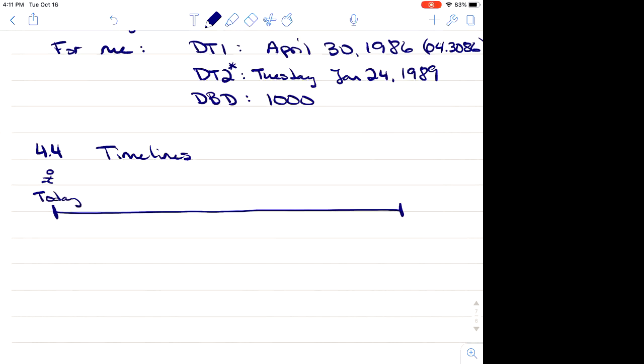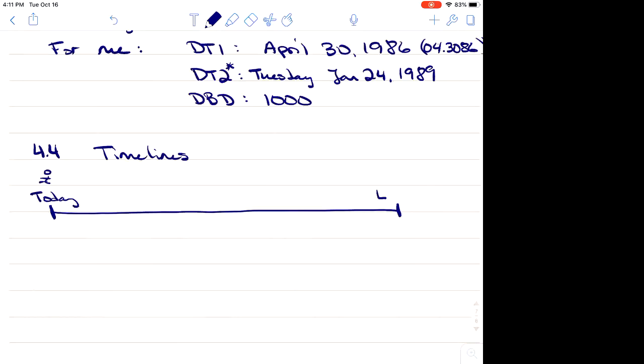Stickmen not included. And then later, here I am again, but now I'm rich. So we're going to have today and then later in the most general form.